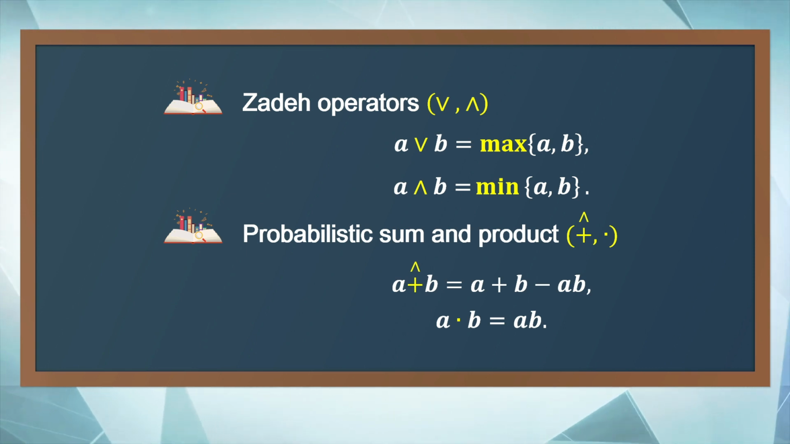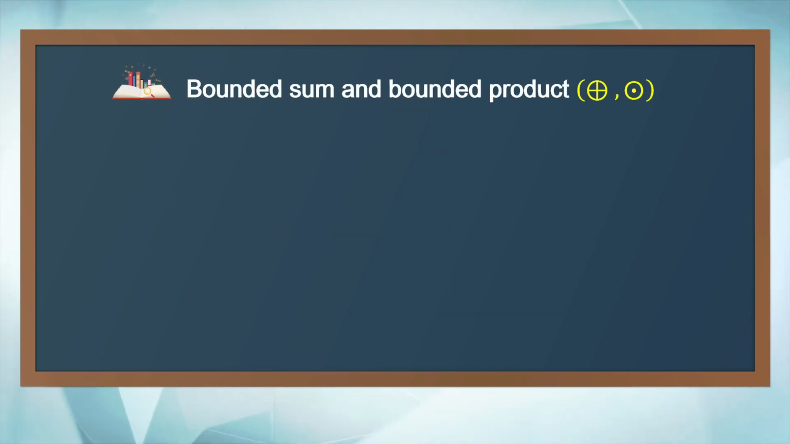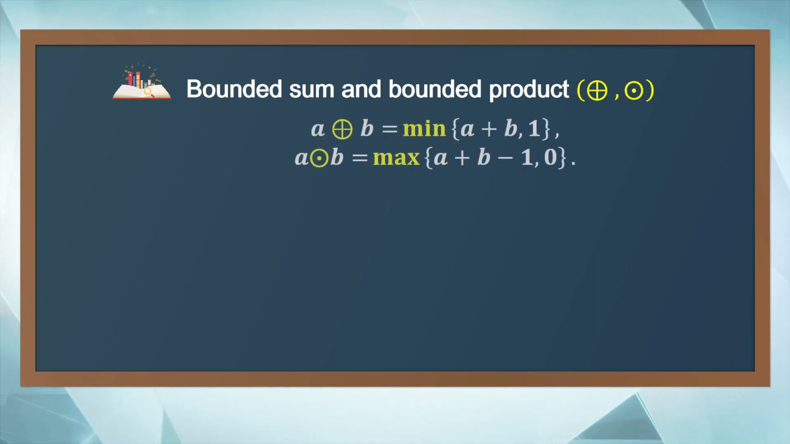The probabilistic sum of A and B is A plus B minus A times B. Thirdly, the bounded sum and the bounded product. The bounded sum of A and B is the minimum of A plus B and 1. And the bounded product of A and B is the maximum of A plus B minus 1 and 0.